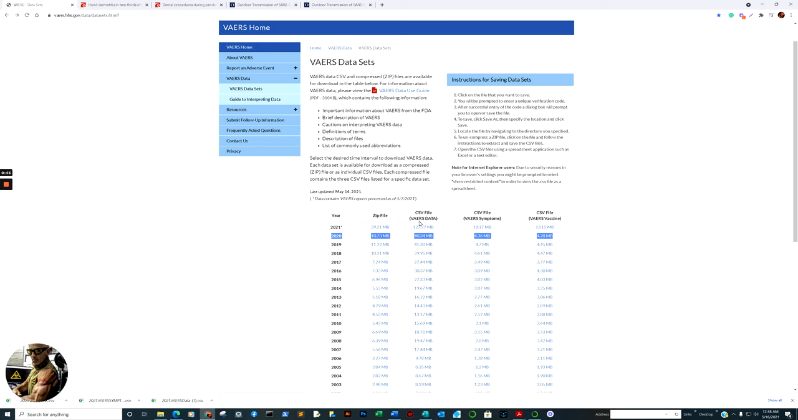And of course, the VAERS data is reporting adverse events. So for the whole of 2020, all the adverse events reported totaled 40 megabytes. It is now May 16th, 2021. Now keep in mind, I only processed that up to May 7th, and the file size is 127 megabytes.